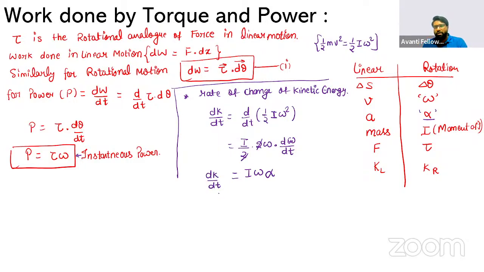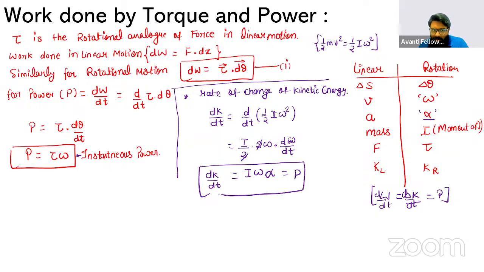So we can say that dK by dt here is I omega into alpha. Now look, according to the work energy theorem, work is equal to the change in kinetic energy. So dW by dt will become the rate of change of kinetic energy, and dW by dt is nothing but power. So can we relate it with power? Yes, of course. So this is another formula of power, I omega alpha, in terms of moment of inertia and angular acceleration. This is equation number 2, and this is equation number 3.